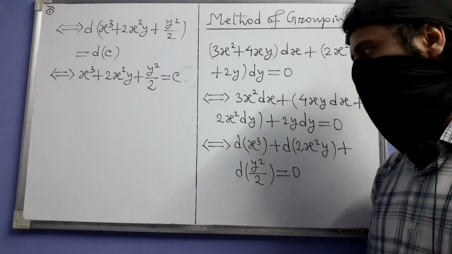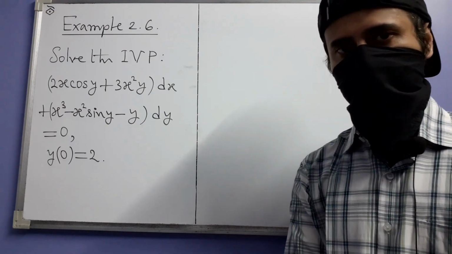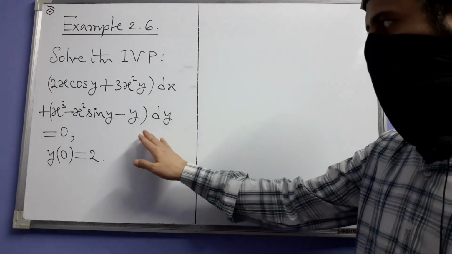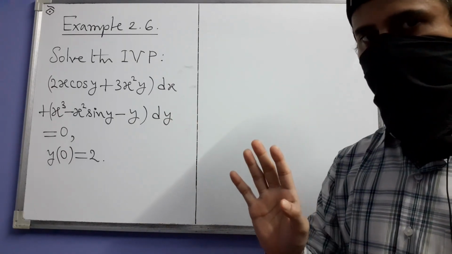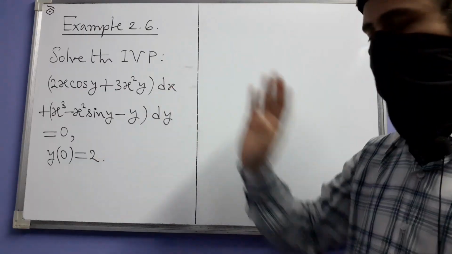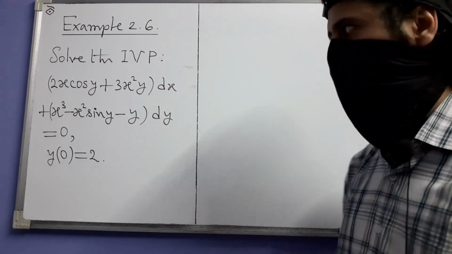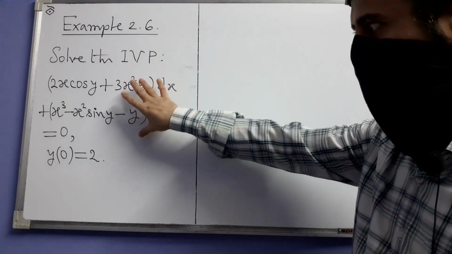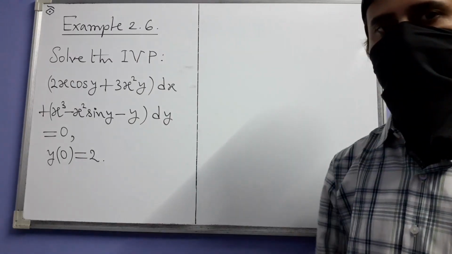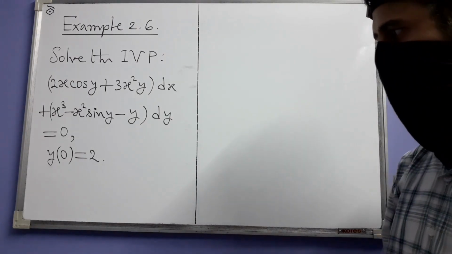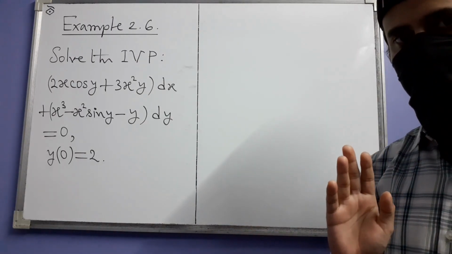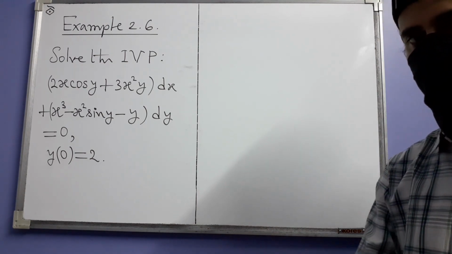Let's see. In this next example, example 2.6, we don't simply have a differential equation, but we actually have an initial value problem which we have to solve. So we have this differential equation and with that this initial condition also. So let us first apply the standard method and then we will do the method of grouping.